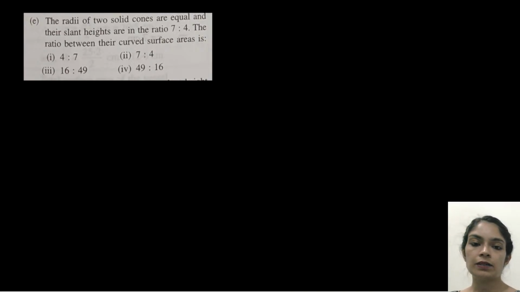The last MCQ. I can see the number of students is very low. Please tell your friends to join the class. Only if you are present throughout the class will I mark you as present.